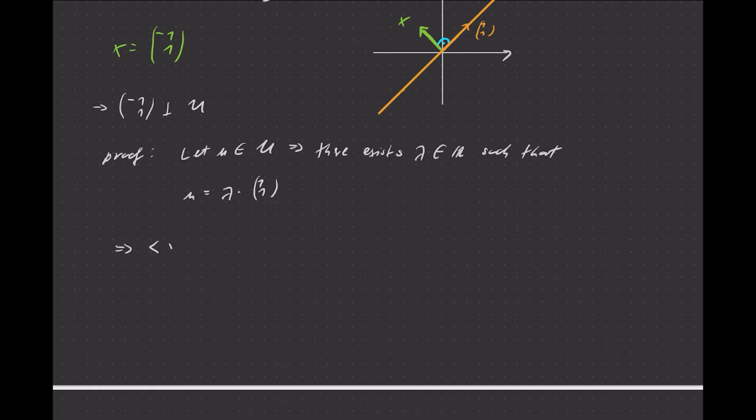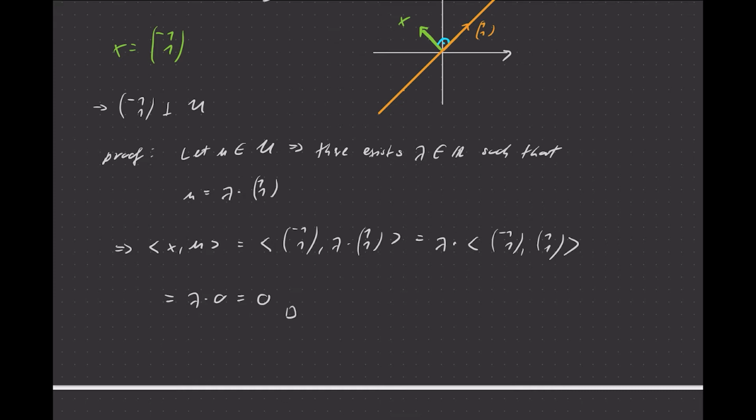Then we can, of course, compute the scalar product of X and u. That is the scalar product of (-1, 1) and lambda times (1, 1). And by bilinearity of the scalar product, we can take out the lambda here. So we have the scalar product of (-1, 1) and (1, 1) times lambda. And now (-1, 1) times (1, 1) in the scalar product is exactly 0. So we get lambda times 0, and this is 0. So that is actually correct. The vector X is perpendicular, or orthogonal, to U. So that completes this formal proof here.